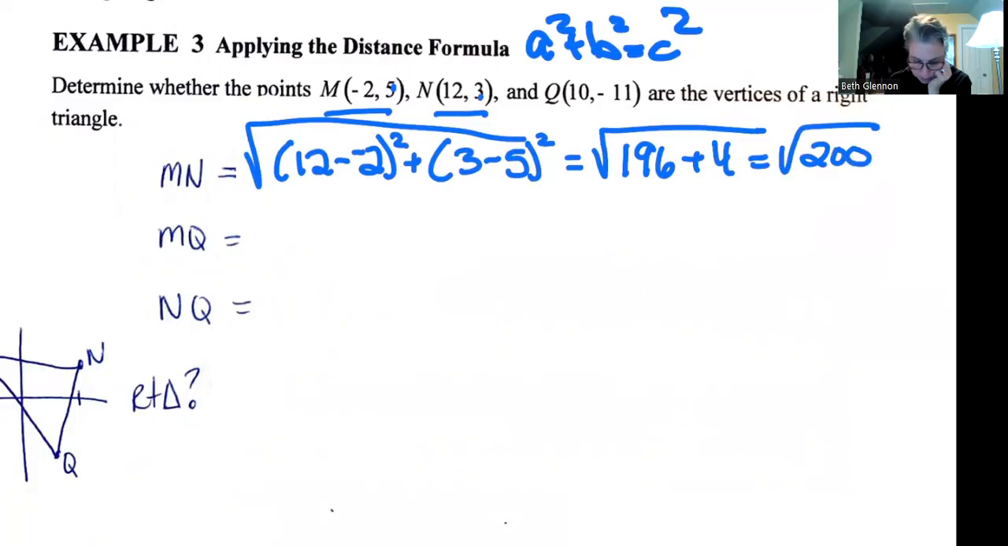Let's see if I can do this in purple. Make it a little more narrow. Okay. So the next one is M and Q. So I'm going to do M and Q. I'm just highlighting them. So that's what I'm thinking.